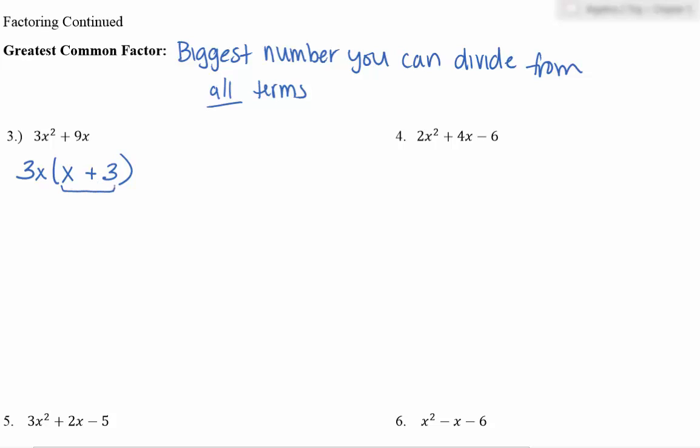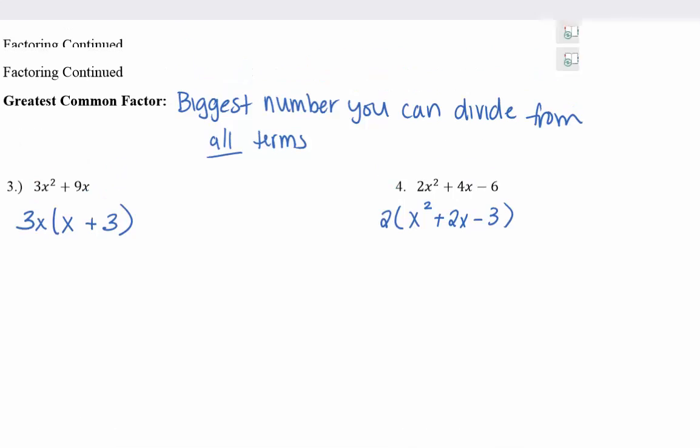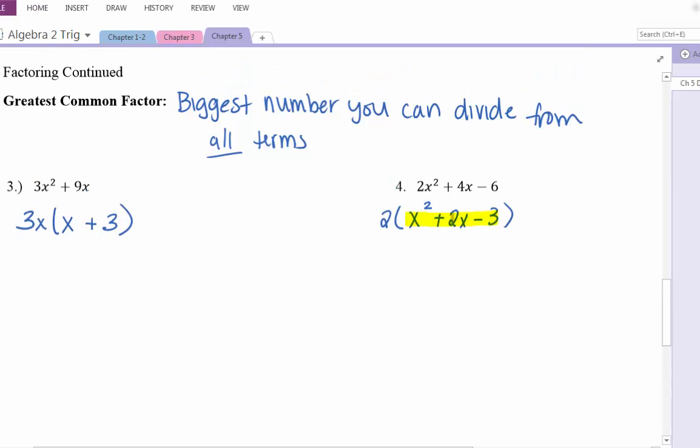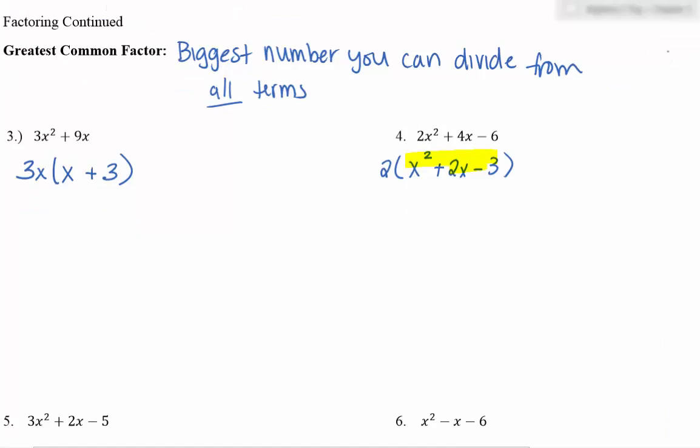You always need to look at what's inside your parentheses when you're done to see if you can keep factoring. But that's just a binomial, so I know I'm done. Let's look at number 4. Always look for the GCF first. So here, the only thing I can divide by all 3 terms is 2. So I'm left with x squared plus 2x minus 3. And now, inside my parentheses, I have a trinomial. I'll highlight that. This trinomial right here. And since it's a trinomial, I know that I can attempt to factor it. So you always have to be paying attention.